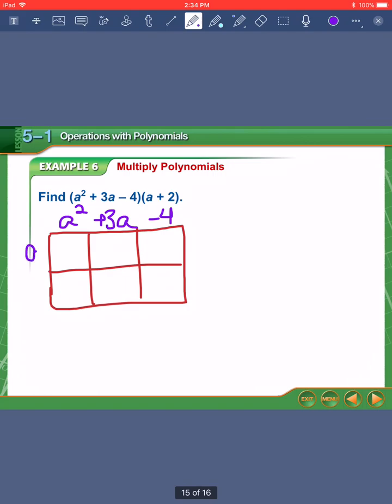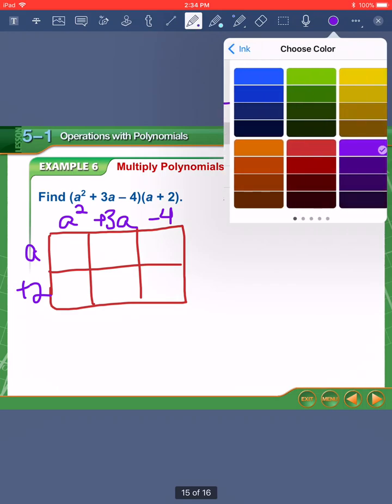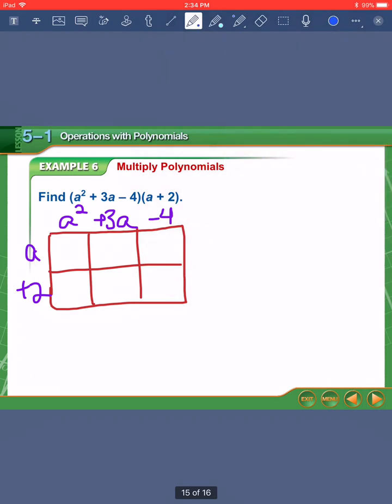And on the side, I'm going to have times a plus 2. And I'm just going to multiply each corresponding box. So a squared times a is a cubed. Move down. So now I have a squared times 2. So that's 2a squared. I'm going to move over to the next column. So 3a times a is 3a squared. Move down. So I have 3a times 2. So that's 6a. Move over to the last column. So negative 4 times a is negative 4a. And move down to the last box. Negative 4 times 2 is negative 8.